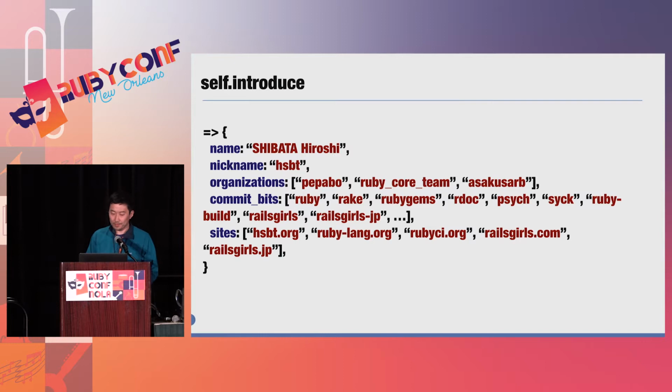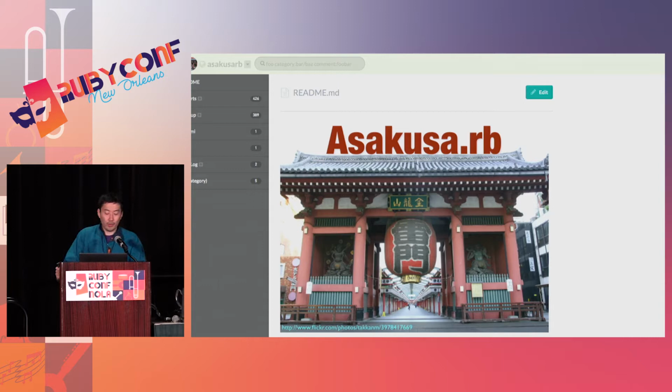I'm also a member of Asakusa.rb. Asakusa.rb is a meetup around Kanda and Akihabara in Tokyo, Japan. We chat about programming every Tuesday. If you come to Tokyo, Japan, please join our meetup. Mention me or Akira Matsuda-san, and please join us.